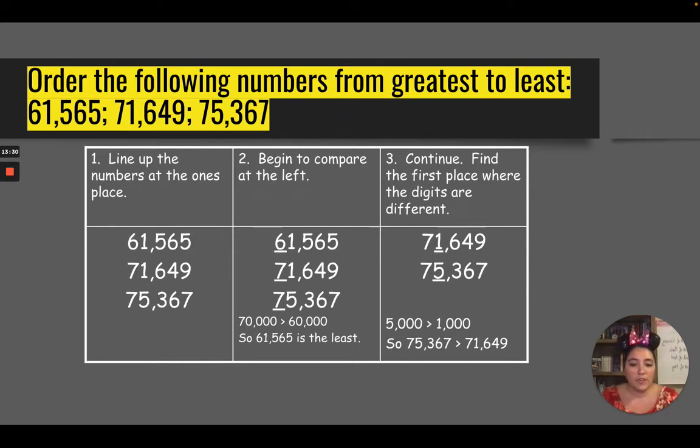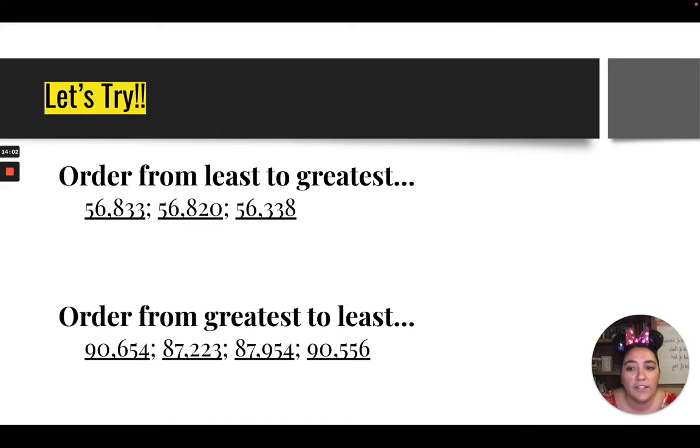All right? So for example, with this one, back at step 2, there's a 6 in the 10,000s place, but the other ones have 7. I know that 6 is less than 7. So that means that 61,565 is the least, like it says there. And then you go to your last 2 and you compare those, and then you can put them all in order. All right. So we should have had 75,367, followed by 71,649, and last 61,565.